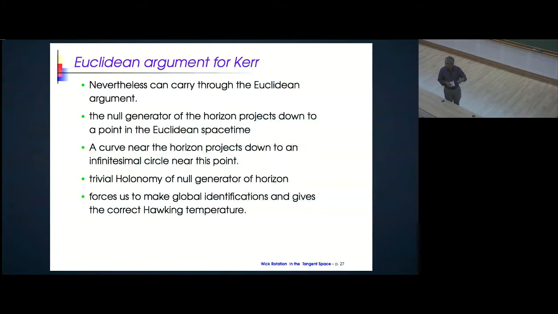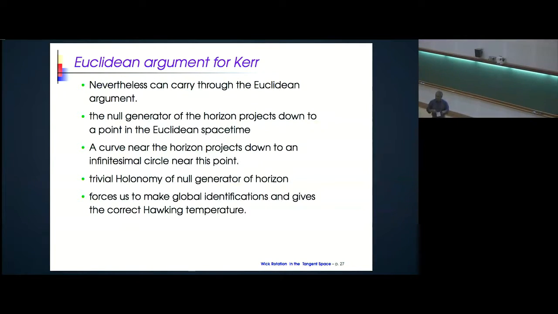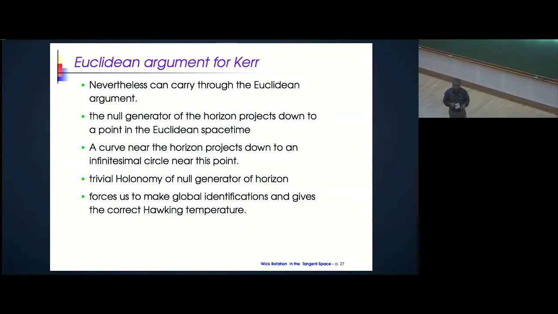That's because the null generator is a null curve. And if you choose a vector field U in such a way that U is a time-like vector field, whose integral curves are in the exterior of the Kerr, then what you find is that the null generator of the horizon projects down to a point because it actually becomes a zero vector. The tangent vector to the null generator projects down to 0, so the whole generator is a point.